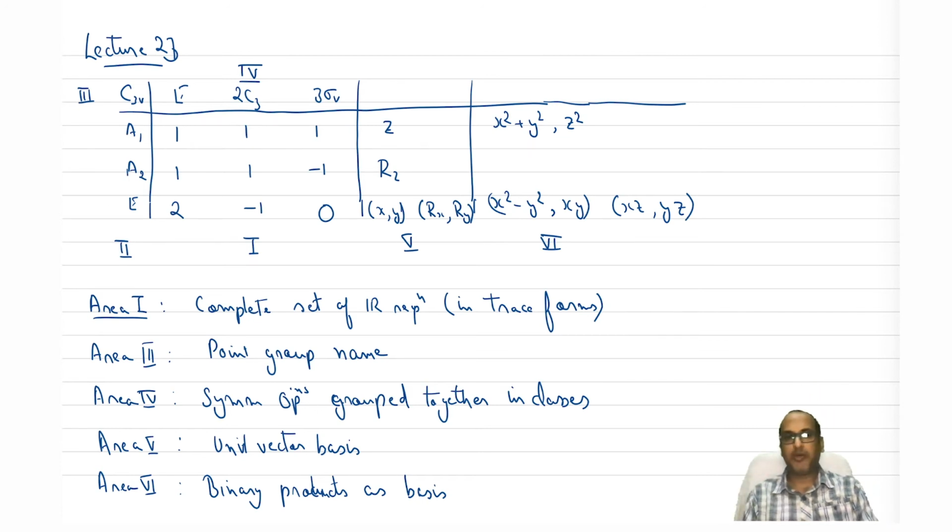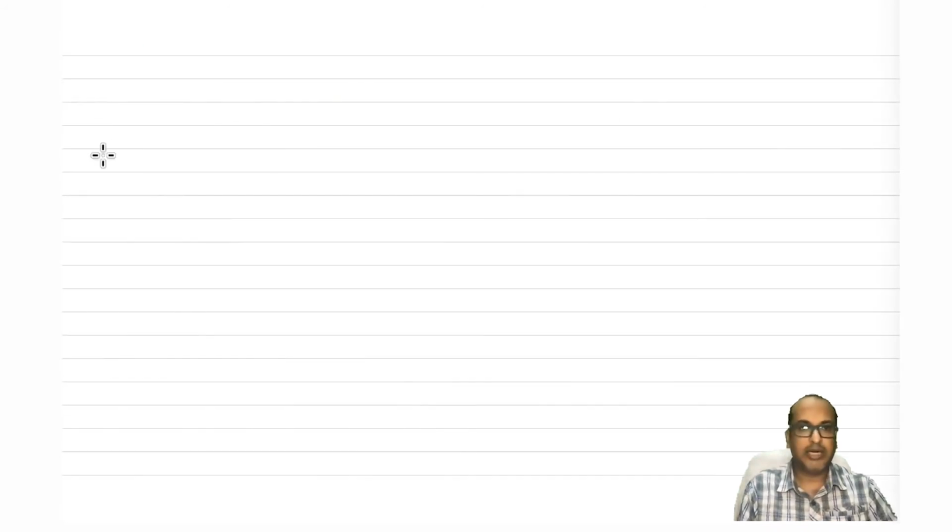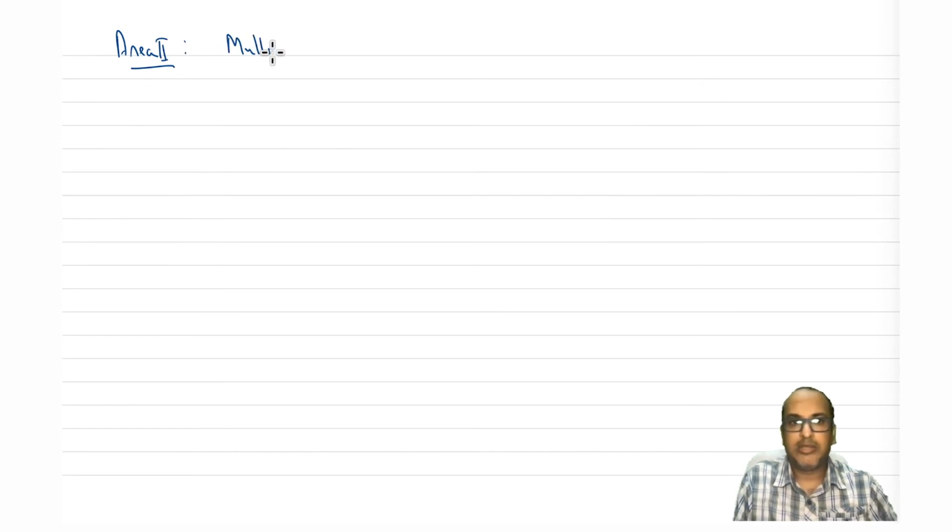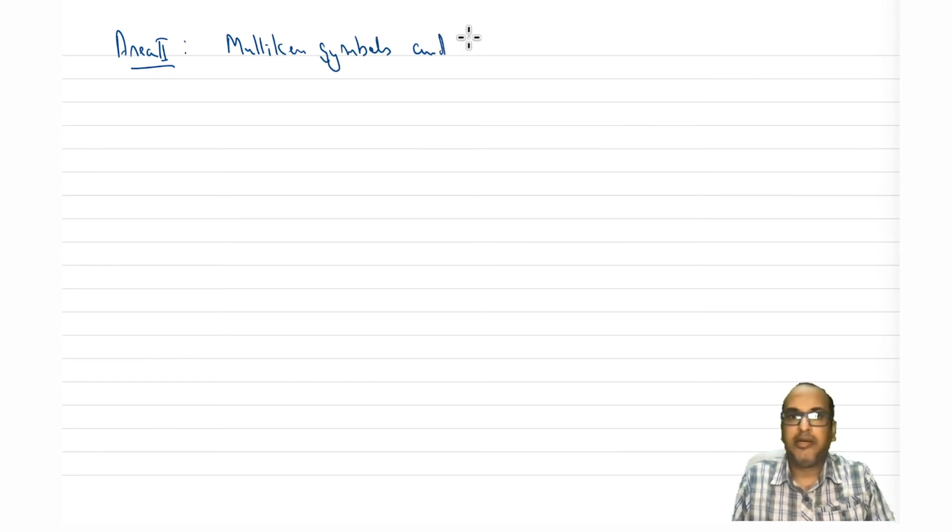So far we have been referring to all these IR representations as tau I, where any ith representation is tau I, which is a generic symbol. But these symbols were actually given names by Mulliken, and hence they are called Mulliken symbols. So that is area 2. These are called Mulliken symbols, and they define each IR representation uniquely.